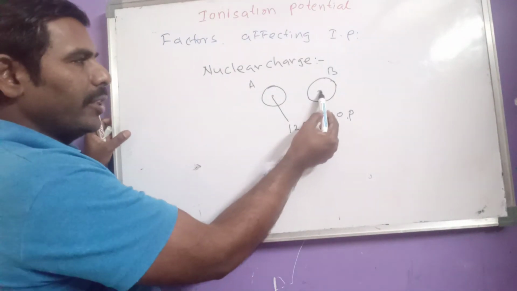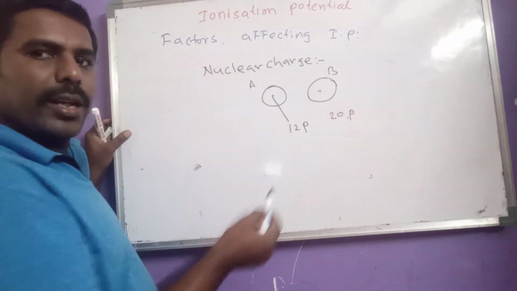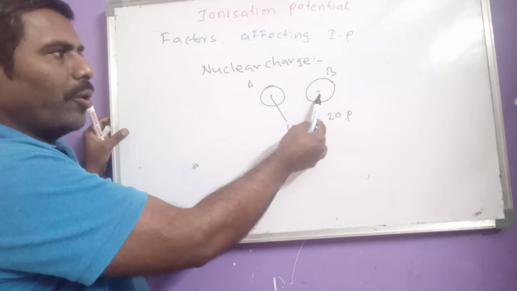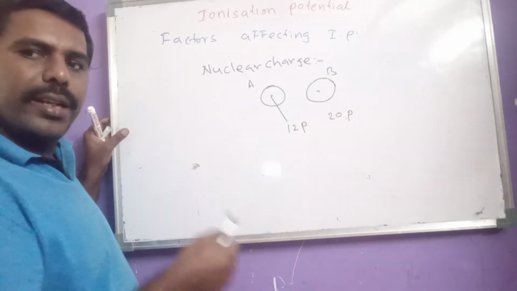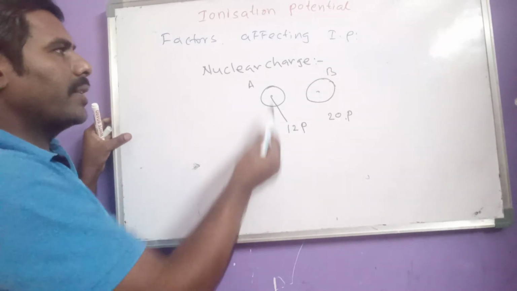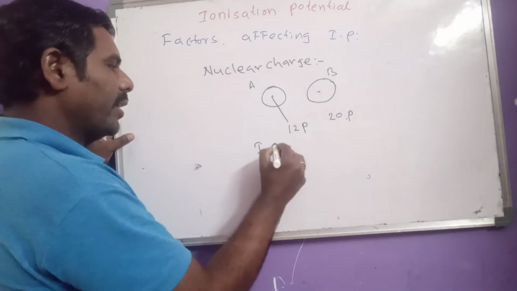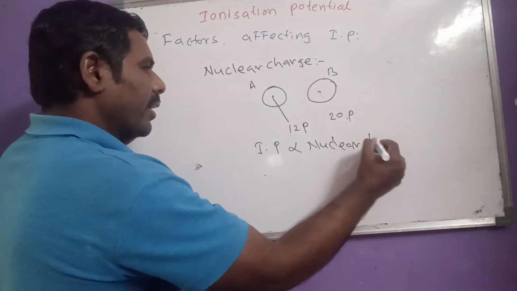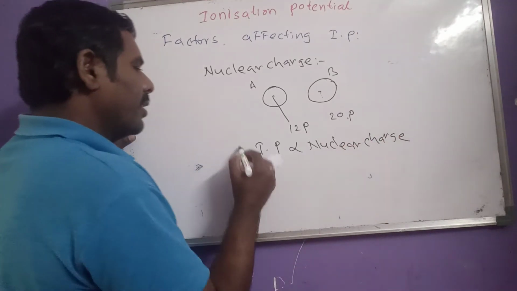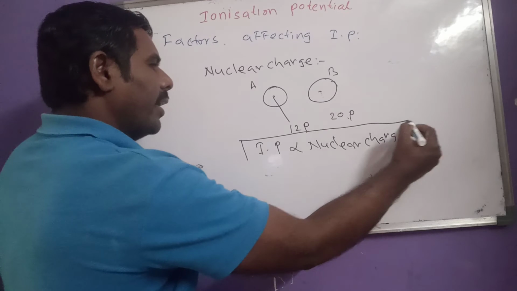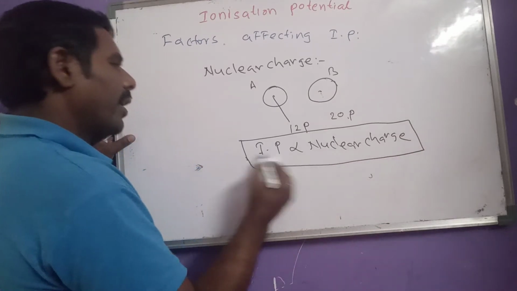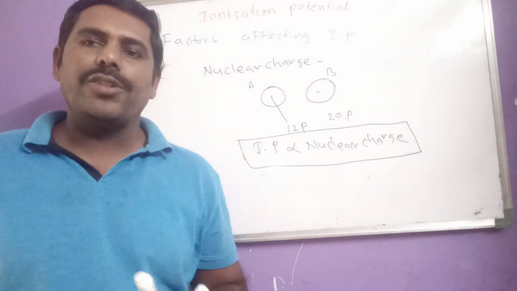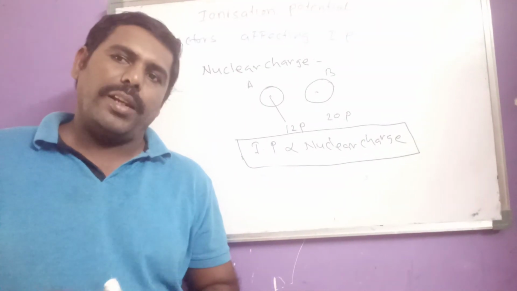That means nuclear attraction on the outermost electron also increases. Now we have to give more energy to remove that electron. That means as nuclear charge increases, ionization potential also increases. So what is the relation between these two? Directly proportional. So ionization potential is directly proportional to the nuclear charge.